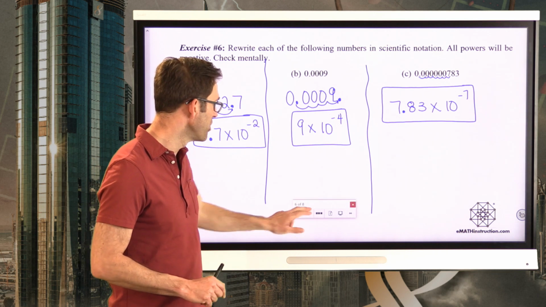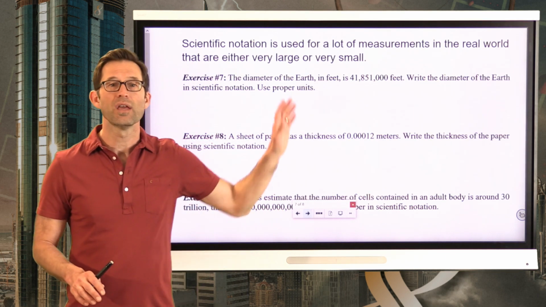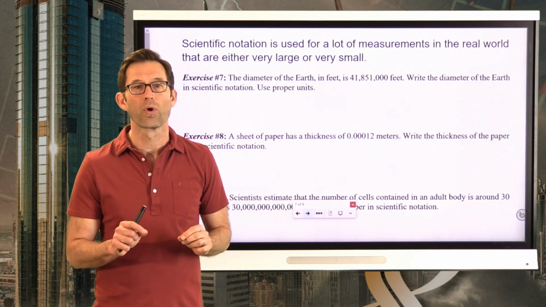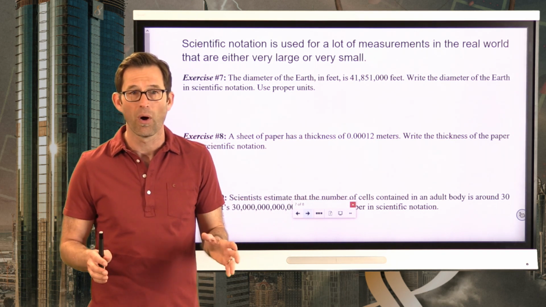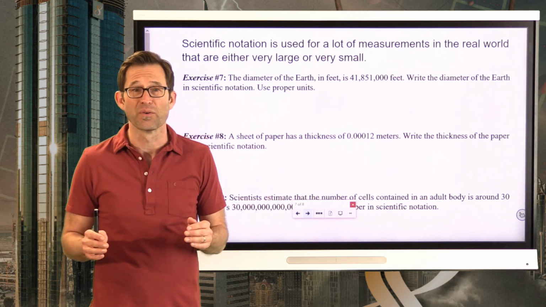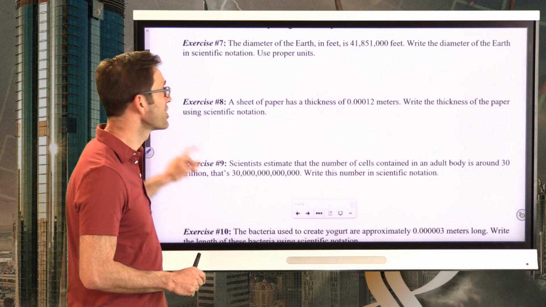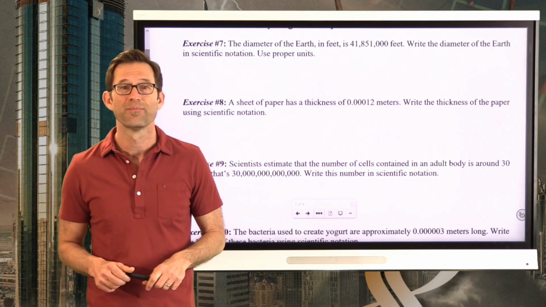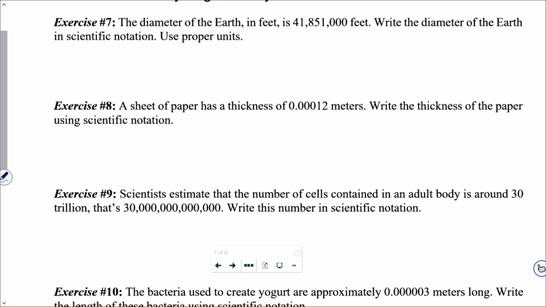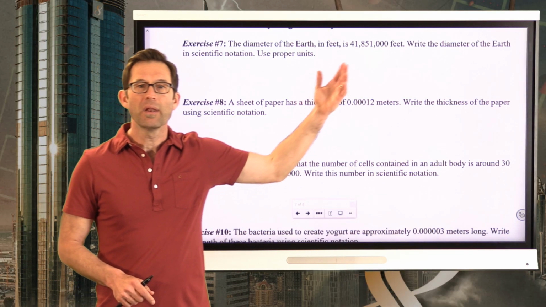So let's play around a little bit now with scientific notation. Scientific notation is used for a lot of measurements in the real world that are either very large or very small, because I don't want to write out all the zeros. So let's look at some where scientific notation would make sense. Exercise number 7. The diameter of the Earth in feet is 41,851,000 feet. Write the diameter of the Earth in scientific notation. Use proper units.